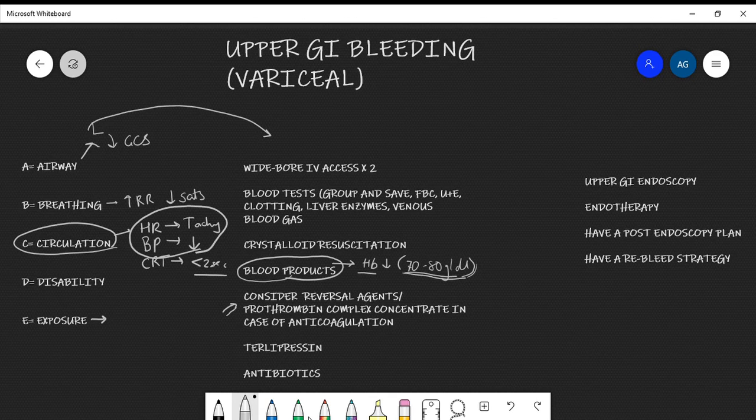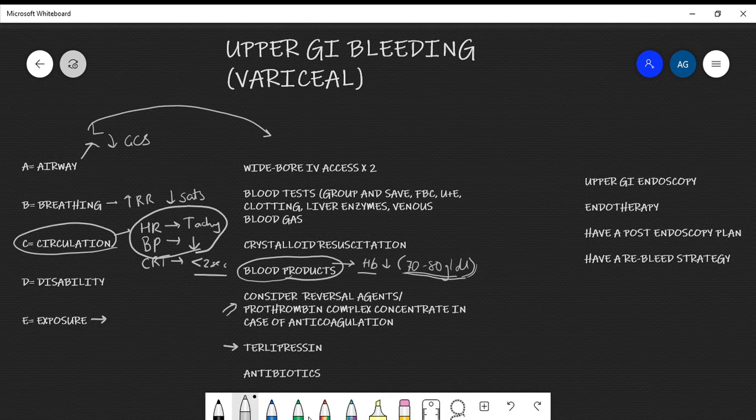Then comes the role of terlipressin. Terlipressin is a splanchnic vasoconstrictor, specifically recommended for the use of variceal GI bleeds. What it does is, because of splanchnic vasoconstriction, it reduces the amount of bleeding.